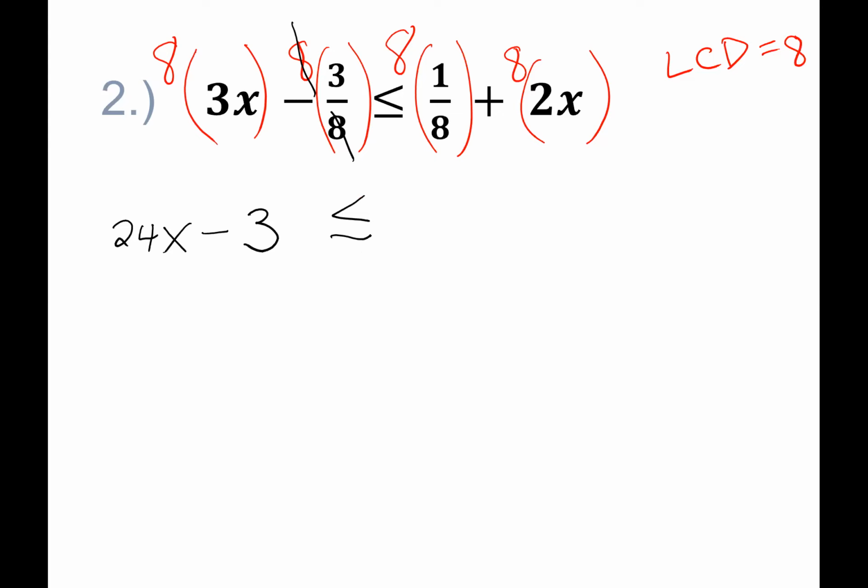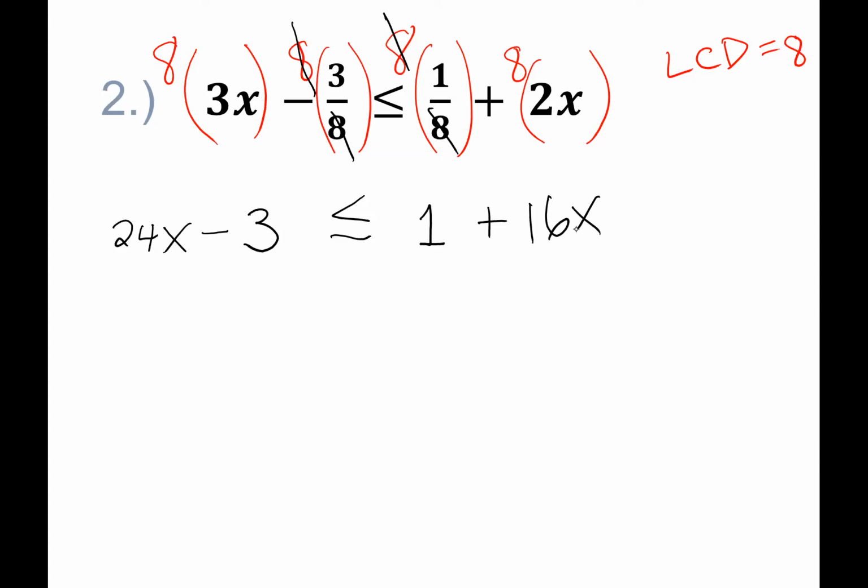Now we're on the other side. 8 times 1/8, we cancel out the 8's and we just get 1, because 8 times 1/8 is 1. Plus 8 times 2x is 16x. This is something we've done solving equations before, and now we're doing it solving inequalities. We just cleared the fractions.